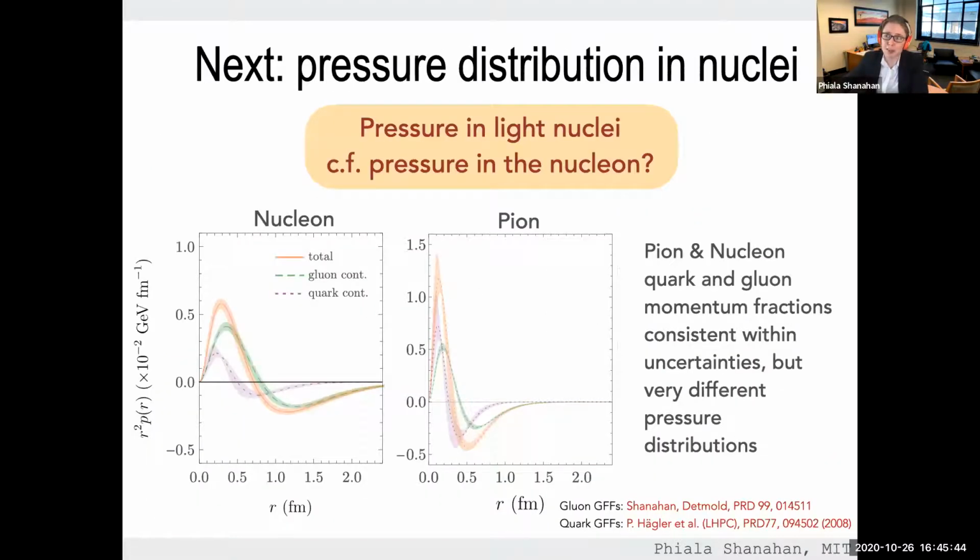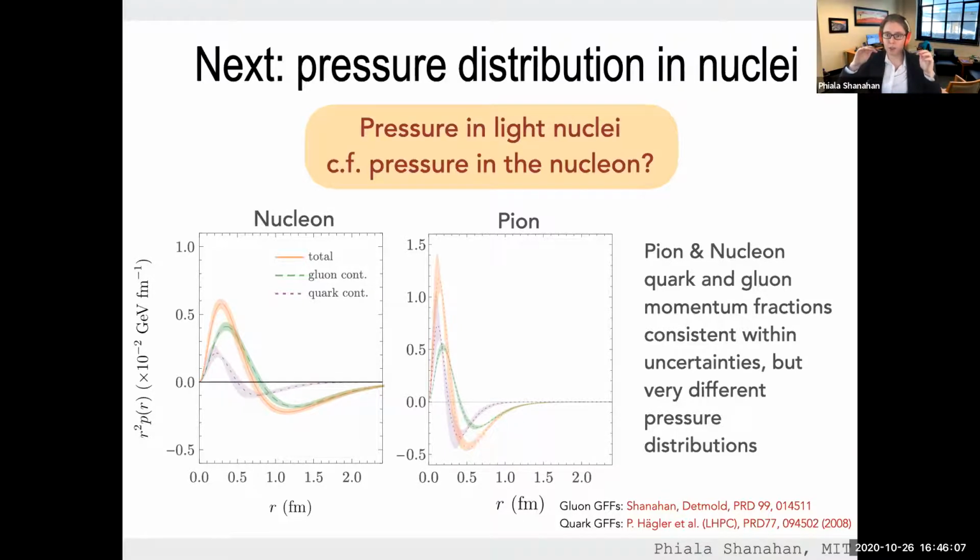We can also expand on that. We can look at pressure distributions of different hadrons, not just the nucleon, but how does it compare to the pion? You can think of this as really giving you an extra dimension on this structure. If you look at just the momentum fraction, how much of the momentum is carried by quarks and gluons in the proton and in the pion, it's about 50-50 in each case.